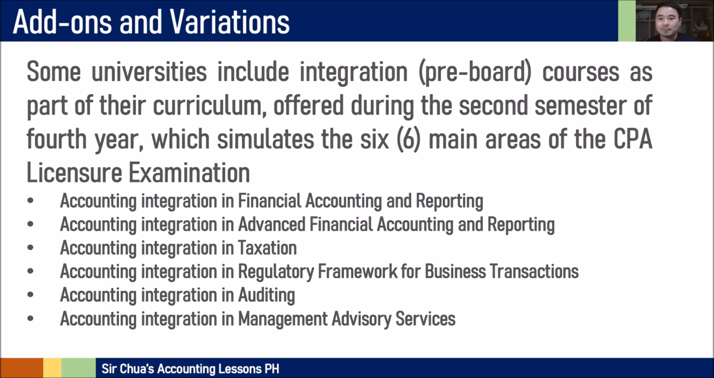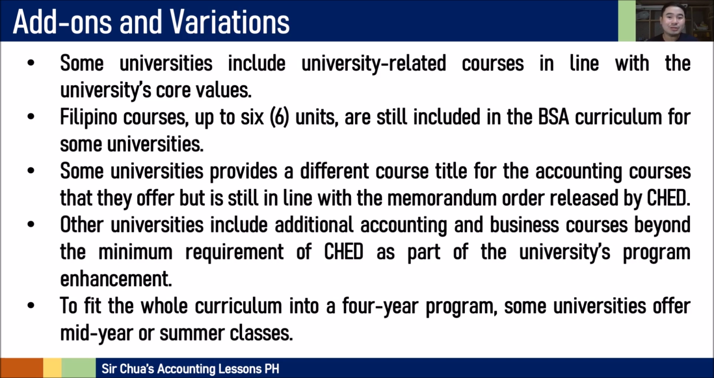Ganun po yun. Ano pa po yung mga ibang add-ons? Bakit tumataas yung number of units beyond the 173? Some universities include university-related courses in line with the core values of the university. Best example, pag Catholic University yung pinasukan nyo, syempre may mga theology-related subjects yan. Okay? So, madadagdag yun sa number of units na iti-take up nyo. Filipino courses, although you had them in senior high school, some universities also still offer them as 3 or 6 units for the BSA curriculum. Yun po.